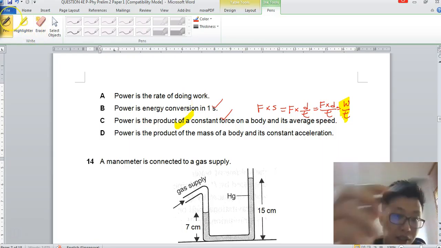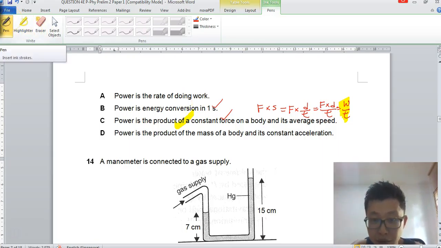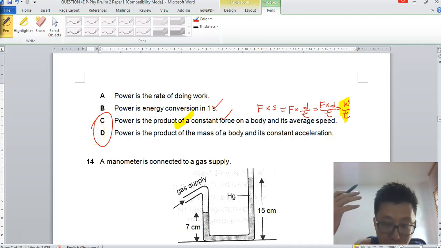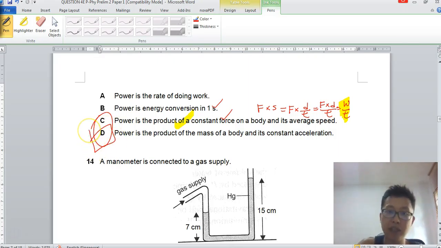Let's look at D. D says that it's the product of mass of a body and its acceleration. Isn't that mass m times a, that will give you net force? That is not power. So if you are choosing between C and D, and if you have no idea what C is, then you do it by elimination. You know that A and B are out. It is the correct definition of power. And then you look at D. D is mass times constant acceleration. That gives you net force. So therefore, you will naturally choose D.